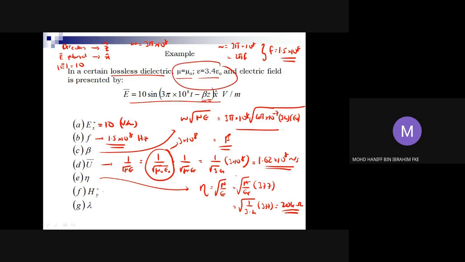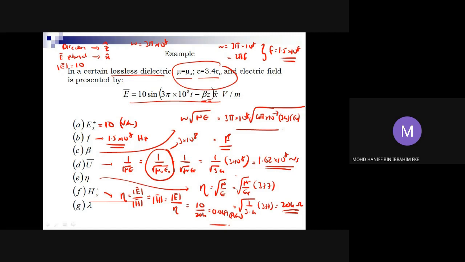Finally, you have to find H y positive, which is the amplitude of the H field. This is based on the relationship that the impedance shall be equal to the amplitude of the E field over the H field amplitude. From here, the H field amplitude shall be equal to the amplitude of the E field divided by eta. We're going to have 10 divided by eta, which is 204. And for this, the H field will be 0.049 ampere per meter. So that should be the amplitude of your H field.